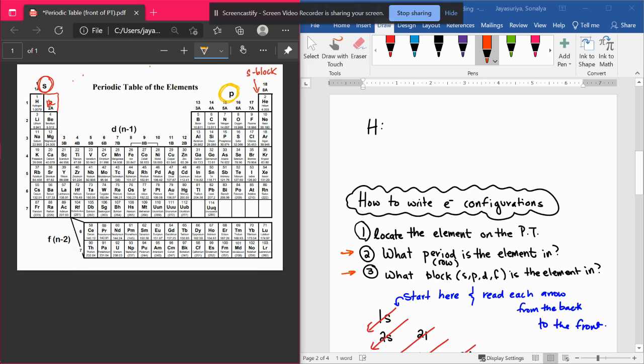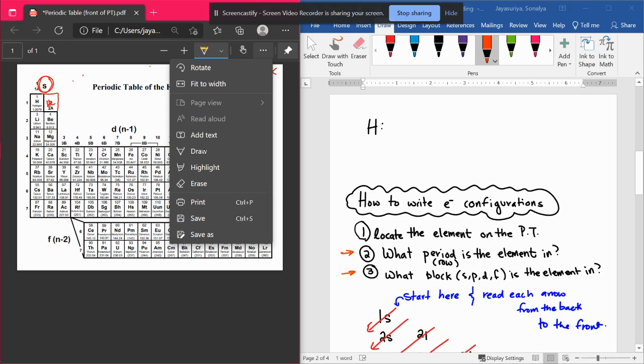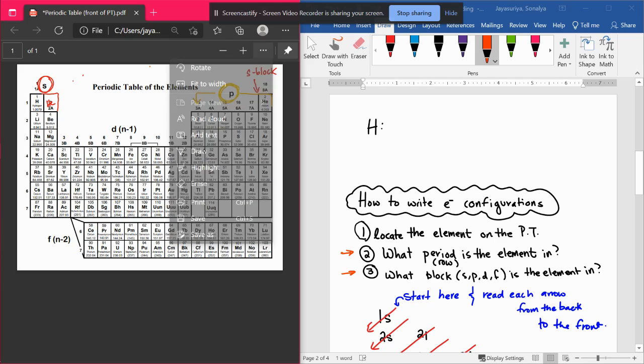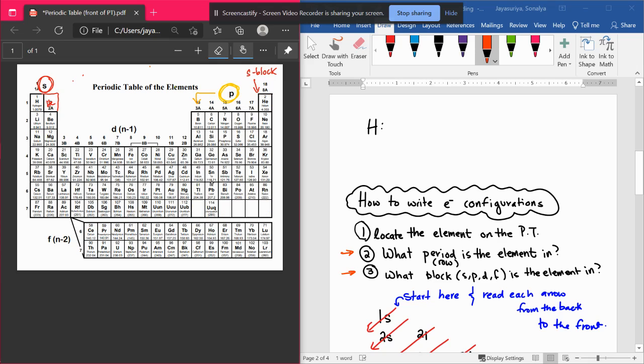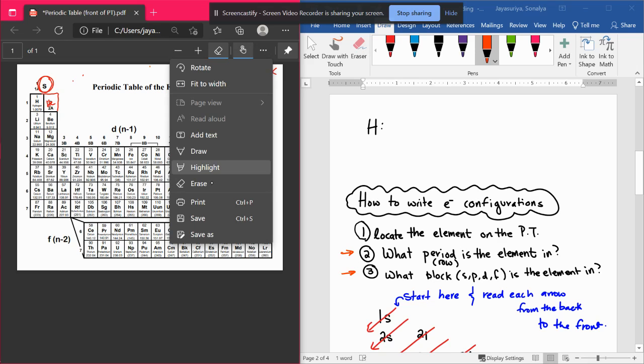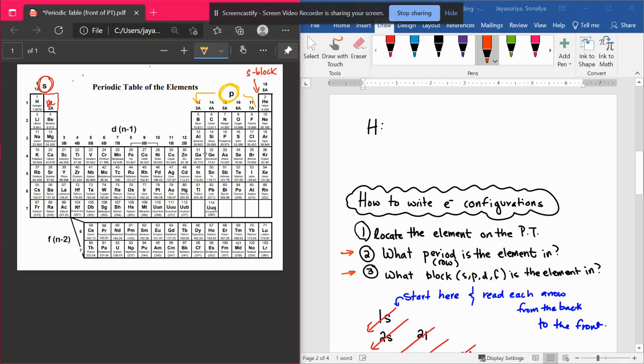The P block is this squarish area right here, this entire area other than helium. It's very hard to draw because helium is in the way, okay? So it's like here, okay? That's the P block, this entire area. And then the D block is the middle here. This is the D block. This middle section is the D block, okay? And then this over here, down here, this is the F block, okay?